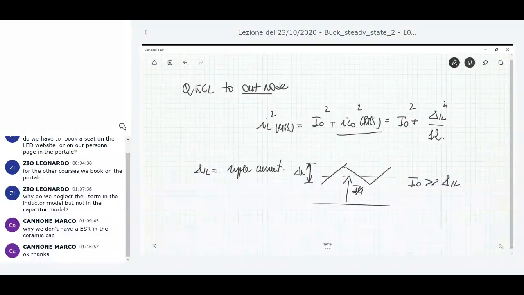Okay. So what I can say is that it is always true that in a well-designed CCM buck converter, and all other converters, the ripple current in the inductor is always much less than the nominal output current. So that means that a good estimation of the root mean square value of the inductor current is that it is equal to the output current itself.